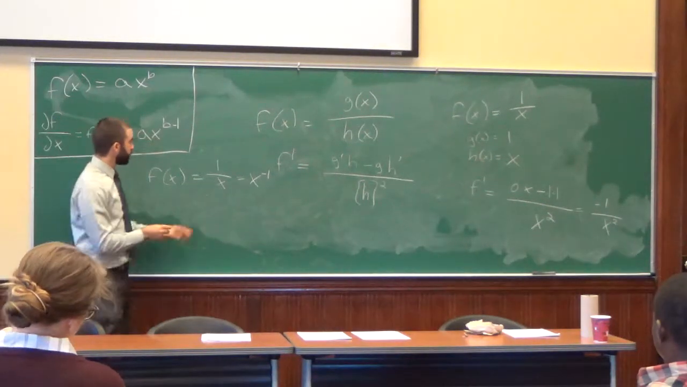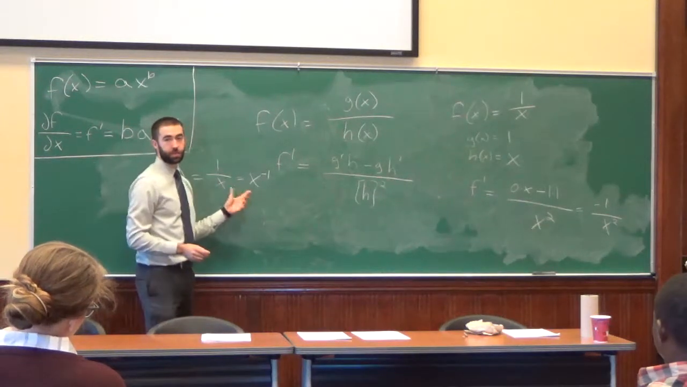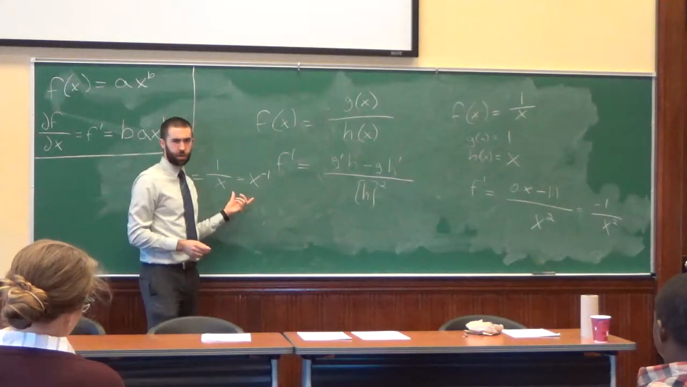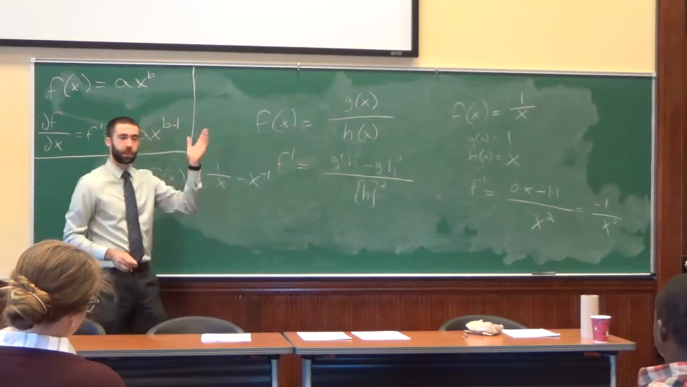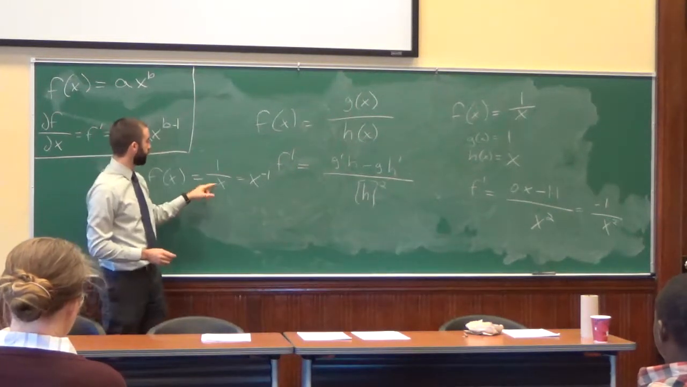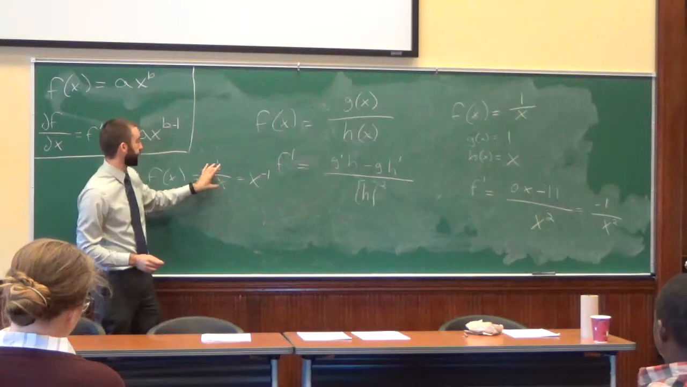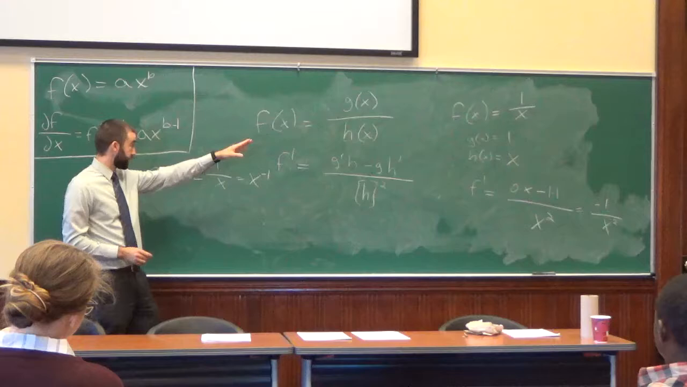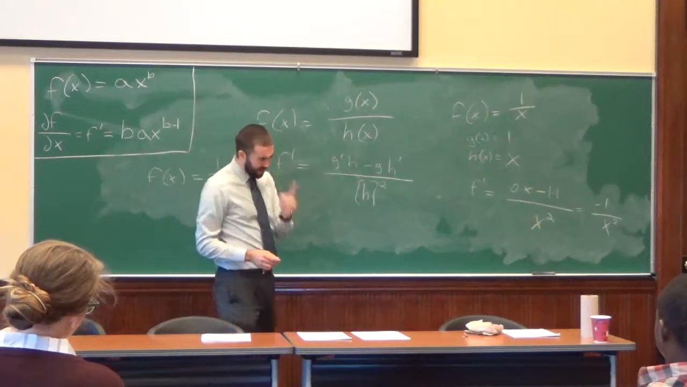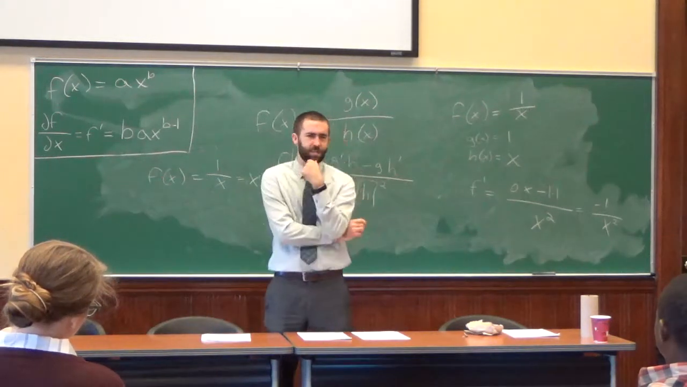So this is what we might want to do sometimes. Sometimes we can avoid the quotient rule. The quotient rule is big, it's complicated. Sometimes we can avoid it by bringing our denominator up to the top. So when we see 1 over x, we see that x in the denominator, and we think, okay, I might have to do the quotient rule.